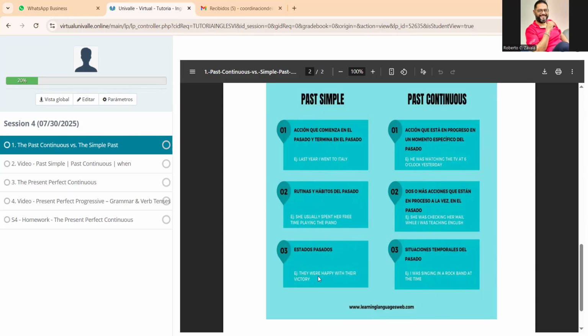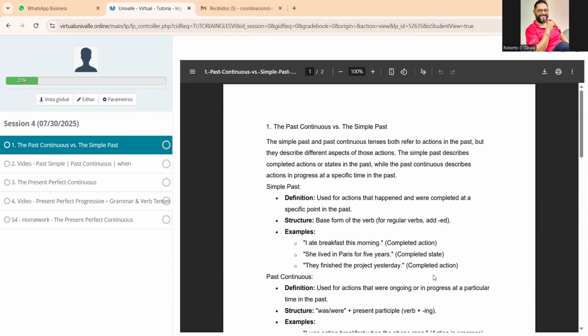They were happy with their victory. I was singing in a rock band at that time. So technically, these are the differences. One is a completed action in the past. The other one has some continuation in the past at a specific time. Example, I was recording a video last night. Last night is the specific time. I recorded a video last night. That is simple past. So those are the differences between simple past and past continuous.